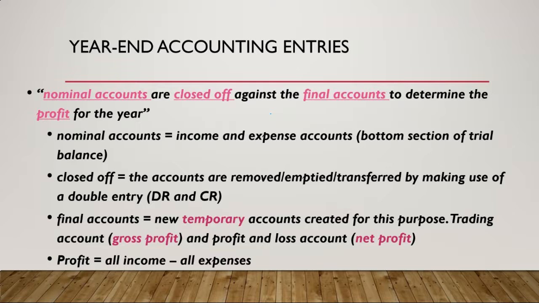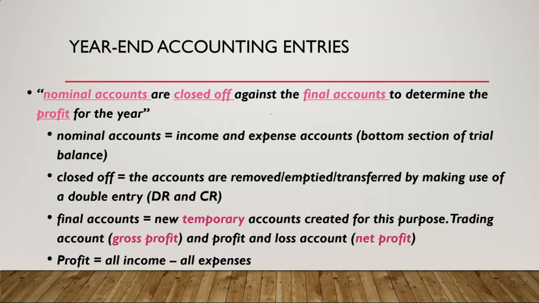It is closed off, so it means we are removing it, we are transferring it, we are closing it off by making use of the double entry system. So remember what we've learned in Learning Unit 2. Do not forget about it. We still apply the double entry system in our year-end procedures as well. Final accounts are new temporary accounts that are created specifically for this purpose in order to finalize our accounts.